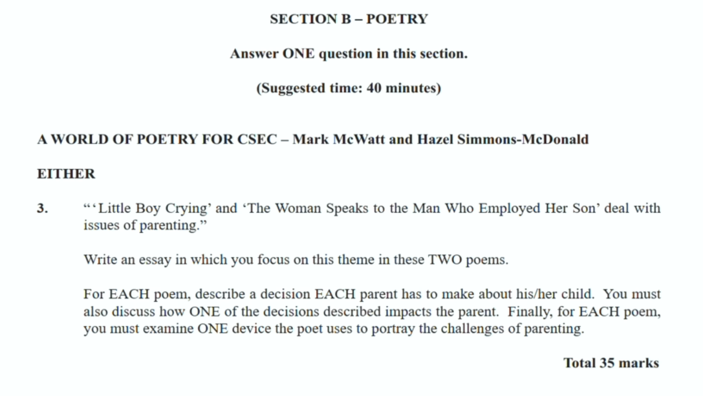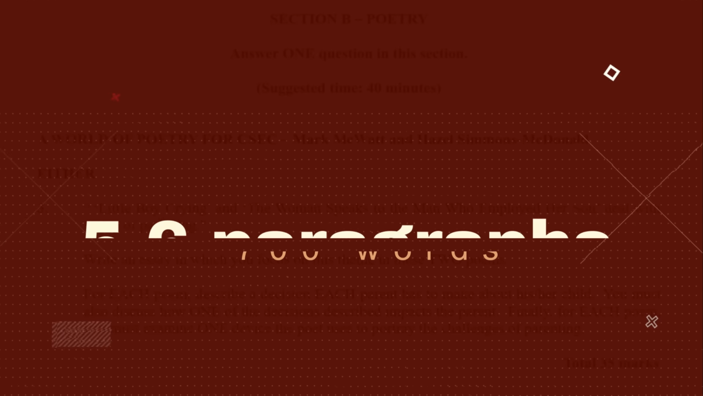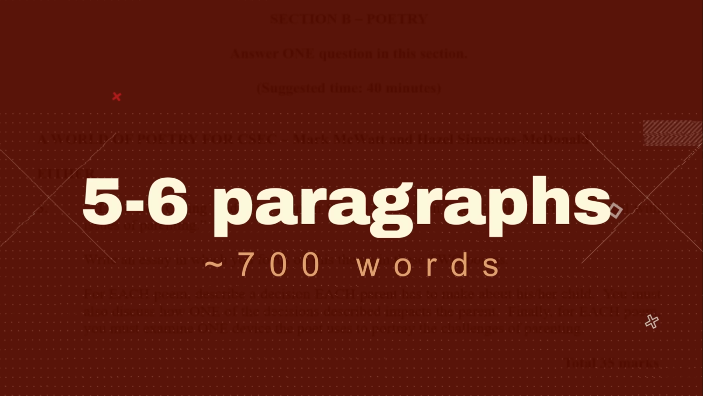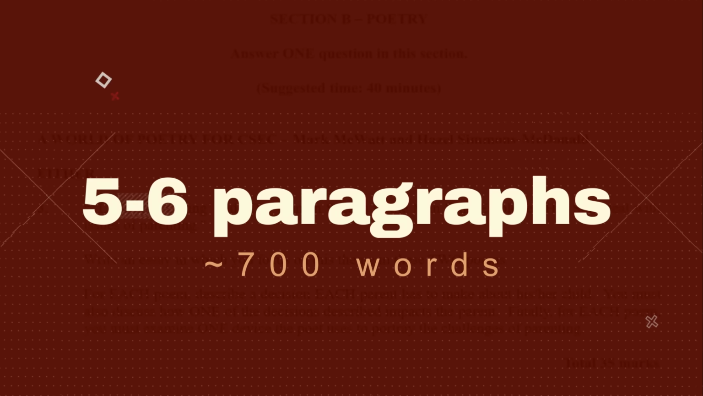For each poem, describe a decision each parent has to make about his or her child. You must also discuss how one of the decisions described impacts the parent. Finally, for each poem, you must examine one device the poet uses to portray the challenges of parenting. Based on this question, a perfect essay will be 5 to 6 paragraphs and about 700 words. That's a lot of writing, compared even to the longest writing task on the CSEC English A paper.